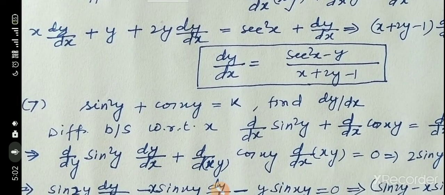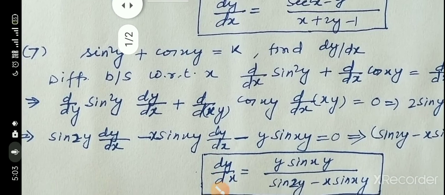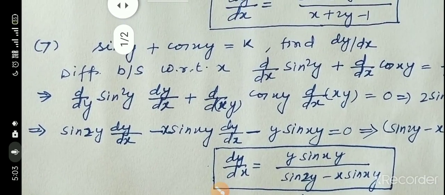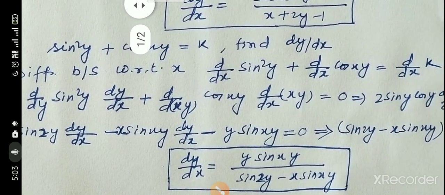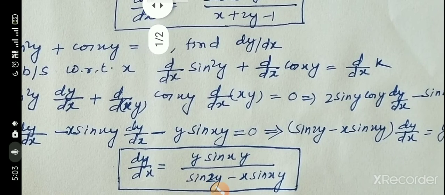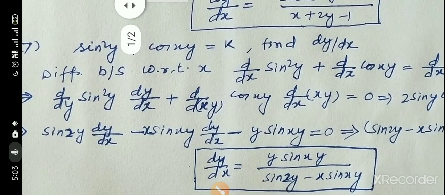In the same manner, take question number 7. Sin square y plus cos xy is equal to k. Find dy by dx here. Differentiating both sides with respect to x, d/dx of sin square y plus d/dx of cos xy is equal to d/dx of k.